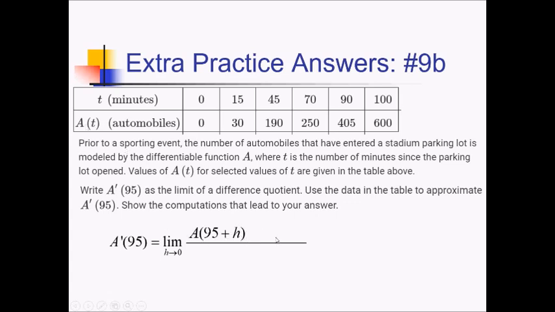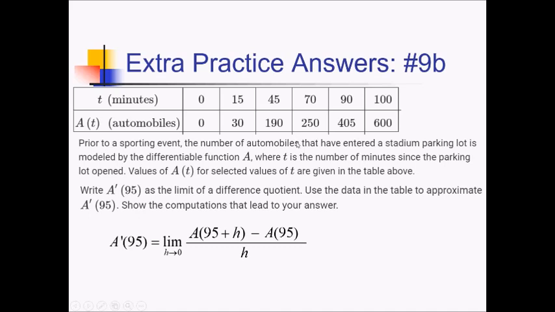Minus, we would normally have f of x, which would be f of t, but again, you're plugging in 95, so now we're subtracting A of 95. And all that's going to be over h. So there's the difference quotient that they were asking for. Next, they wanted us to use our data here to approximate this value. So we're not actually going to take the limit per se. We're going to estimate this.